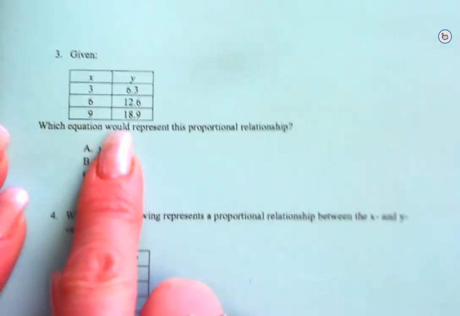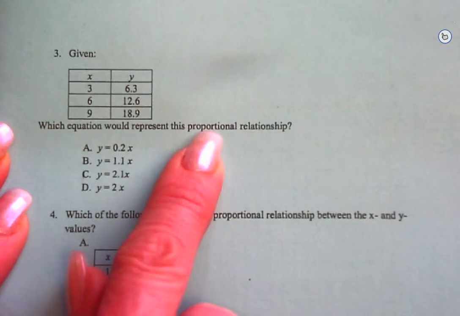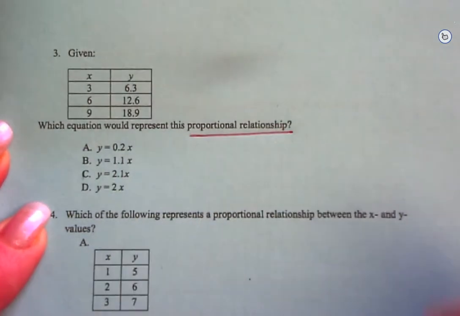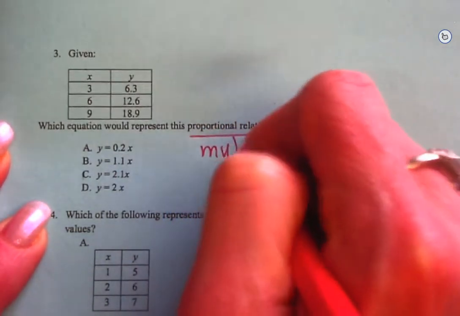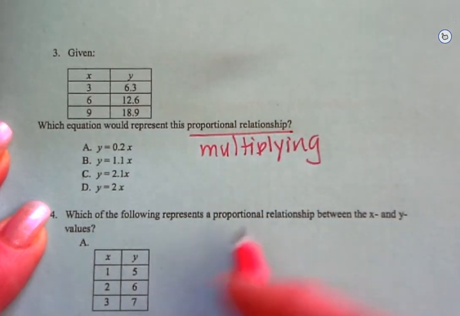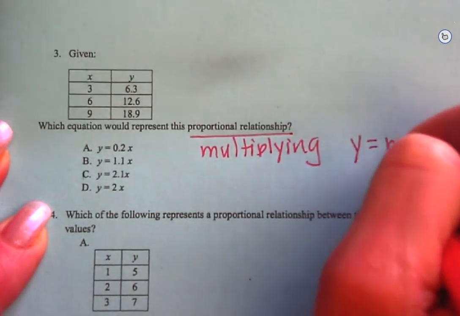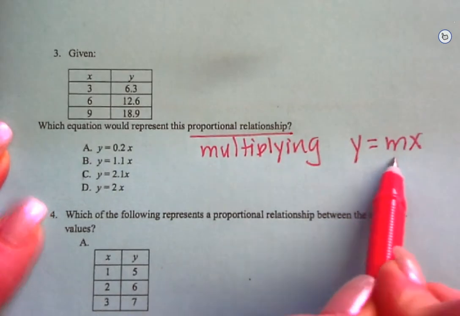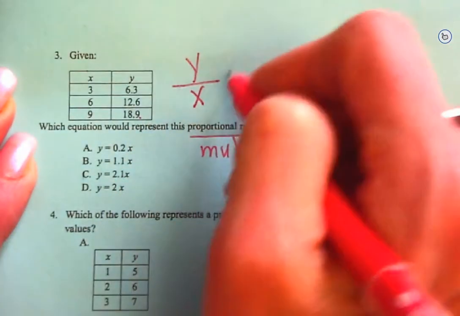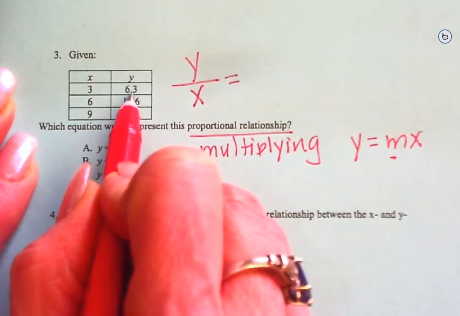Okay, if I look at this table here, what equation would represent this proportional relationship? I know that it's proportional, so I'm just looking for the number that I'm multiplying. Proportional means I'm multiplying. The equation that I use for multiplying is y equals m times x. M again is my rate of change or my slope. To get that, I'm going to take my y value and divide it by x. I can put that in my calculator. I could take any of these numbers. I'll choose the easier of them to divide.